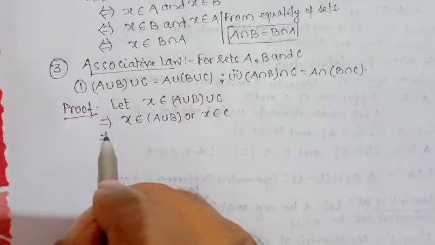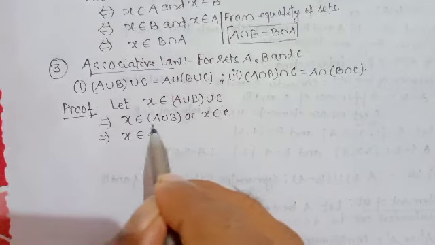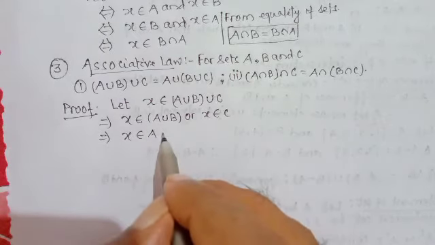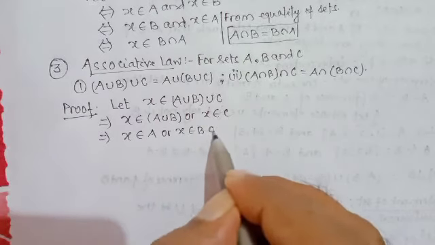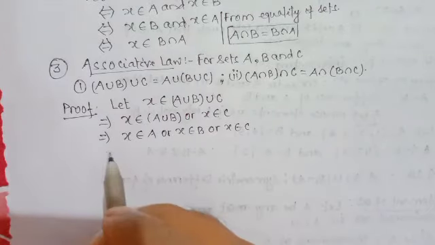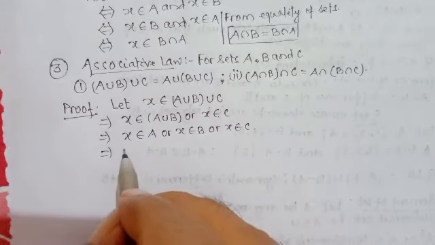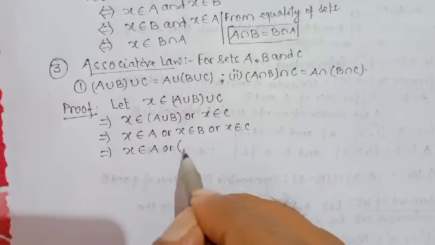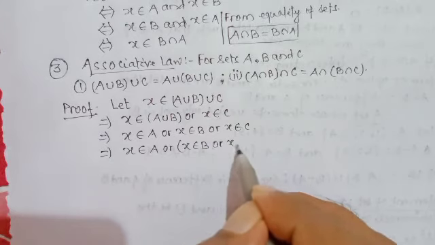Then write X belongs to A. For this A union B, X belongs to A or X belongs to B or X belongs to C, which is already here. Now put these two terms within a bracket. X belongs to A or X belongs to B or X belongs to C.